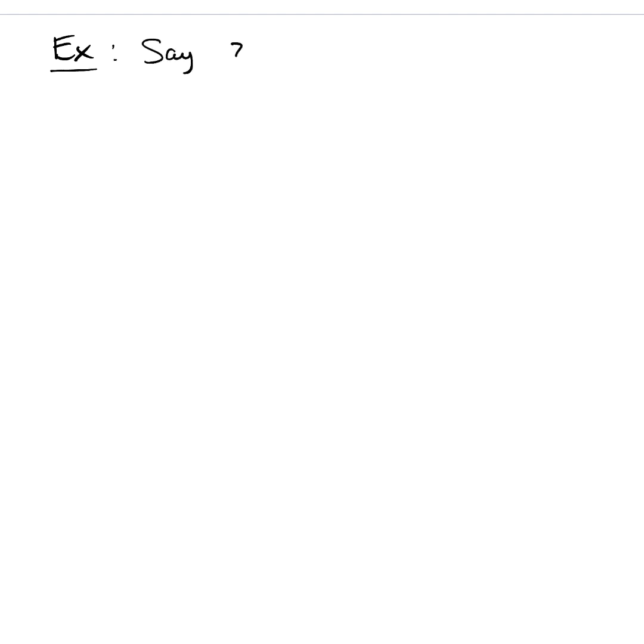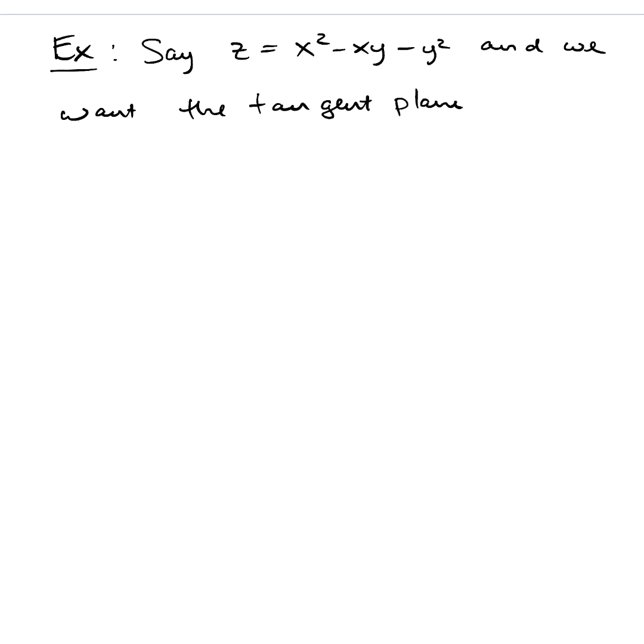Let's say you've got the surface z equals x squared minus xy minus y squared, and we want the tangent plane at the point 1, 1, minus 1 on the surface.